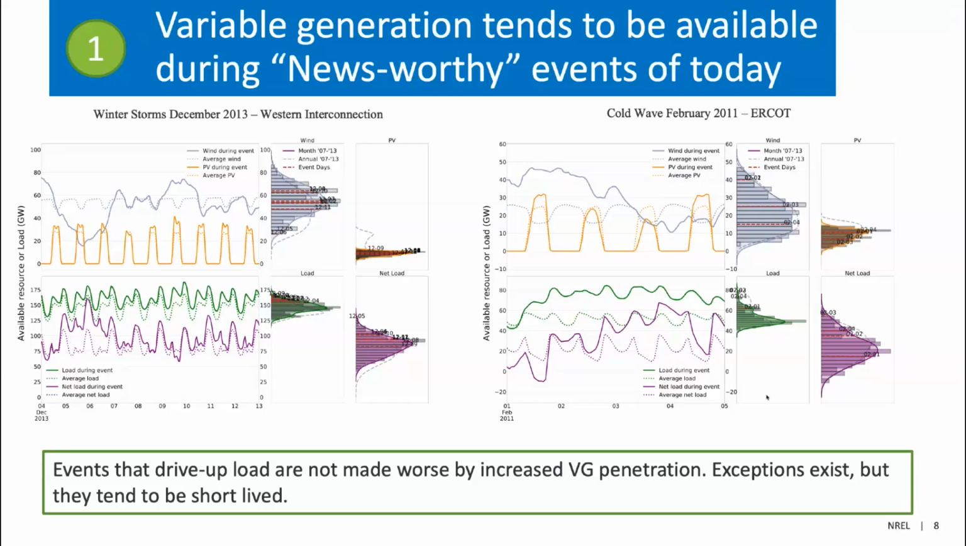What we see here is that load is extremely high in both interconnections during these particular events, but net load has actually been mitigated some based on the fact that both wind and solar have average or above average generation for most of the days during the event. That said, there are exceptions that exist.